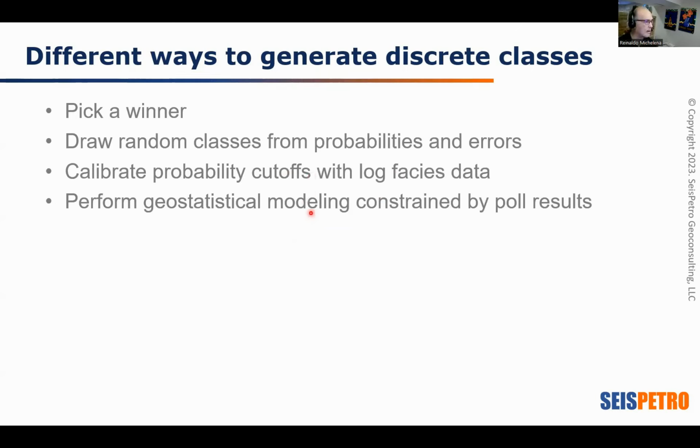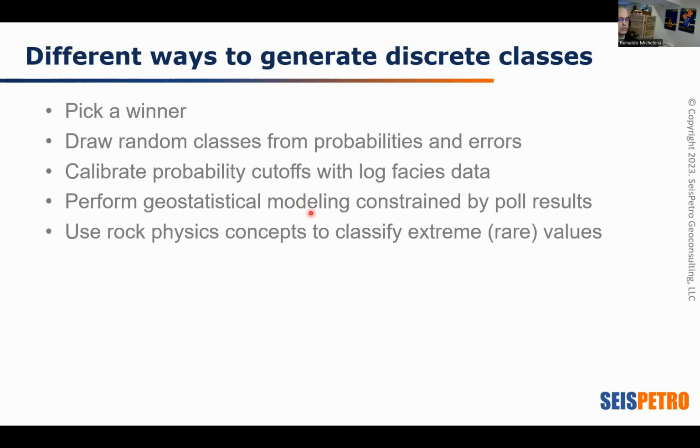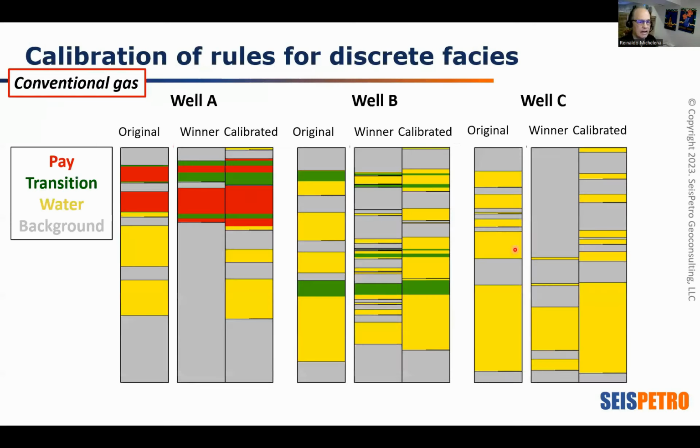Or we could use rock physics concepts to classify values that are extreme but rare. For instance, if we are in an area where we see large values of impedance and density, we can say, okay, probably these values correspond to anhydrites that we know are present in the area, but we are not sampling them with the wells we have. So here is an example of how we applied that concept of going back to the discrete domain. This is an example from a conventional gas reservoir where we have 4 facies: gas, a transition facies, which is probably residual gas, water, and the background.